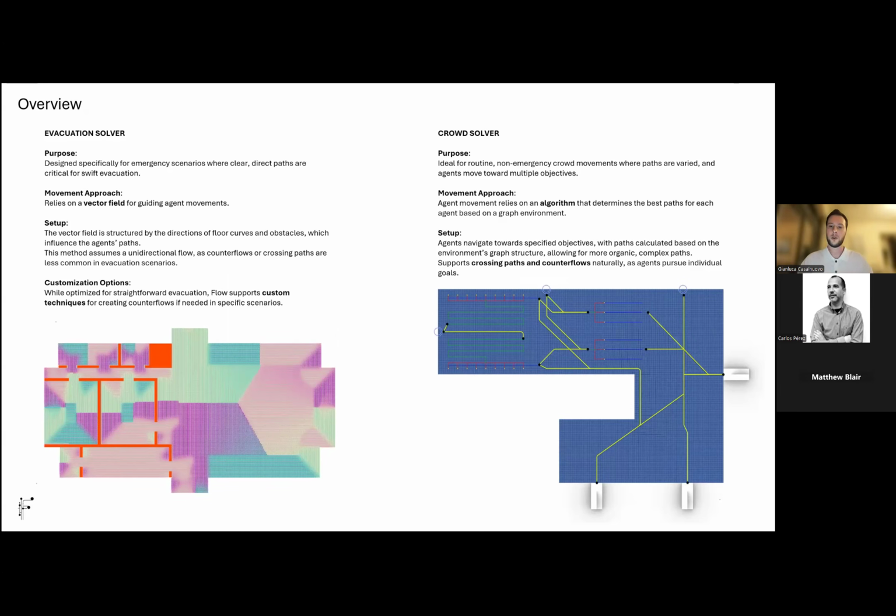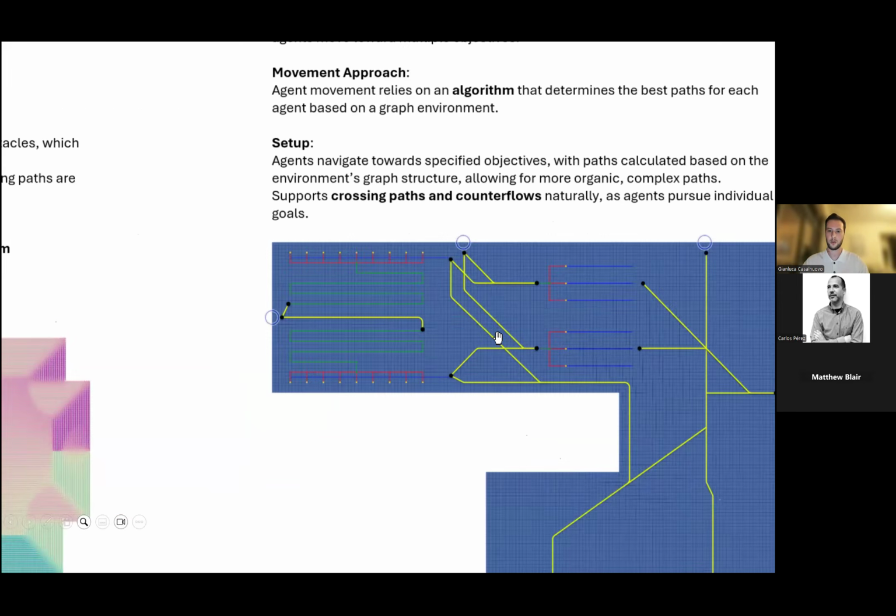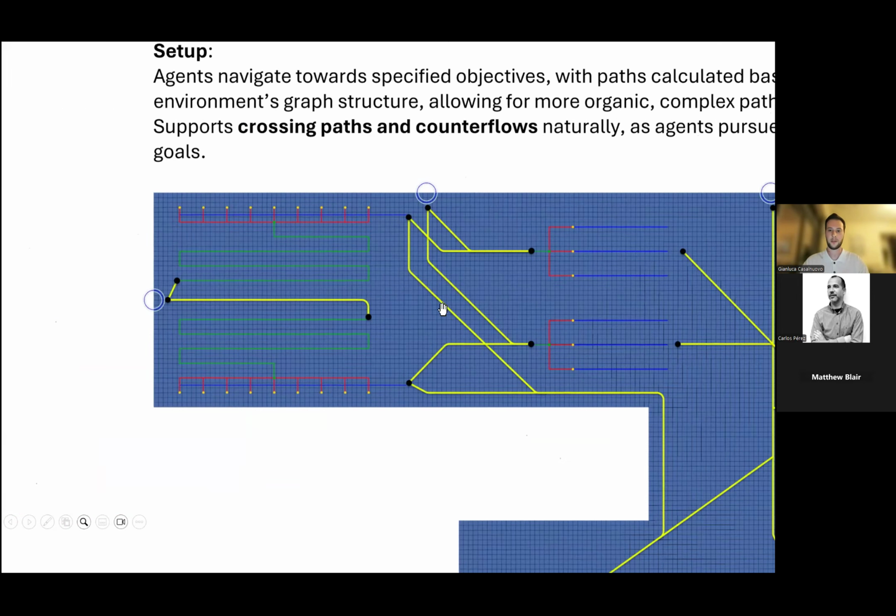This is an overview of the two solvers that Flow has. There is an evacuation solver and a crowd solver, and they are based on two different approaches. The crowd solver is based on a pathfinding algorithm that is responsible for finding the path that connects two or multiple points in a graph. I will zoom in so I can show you what the graph is.